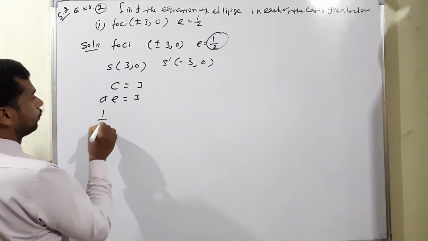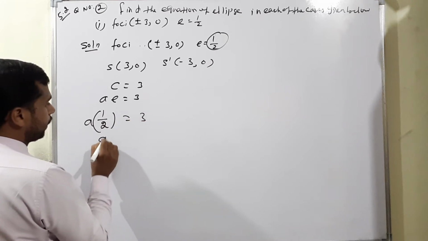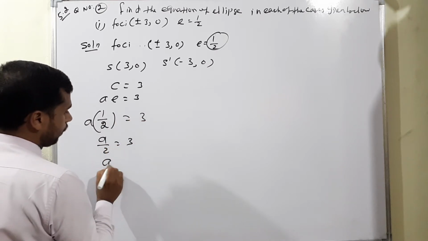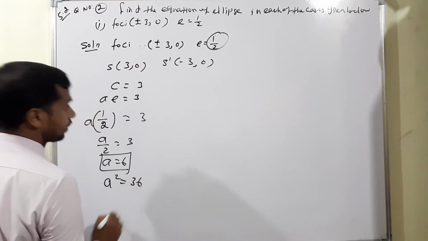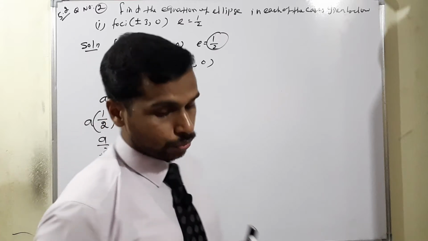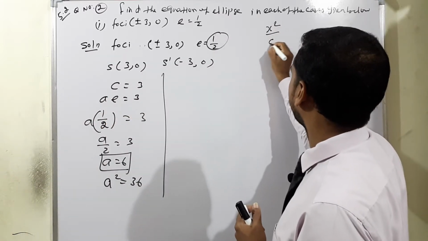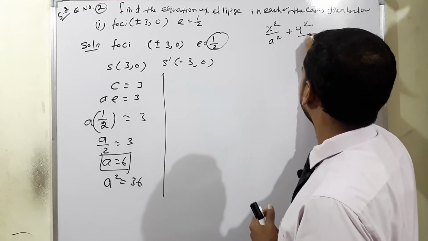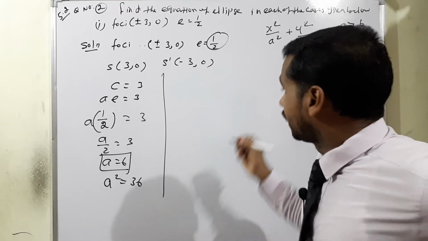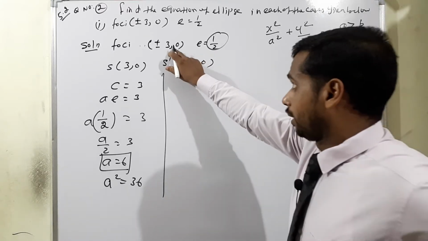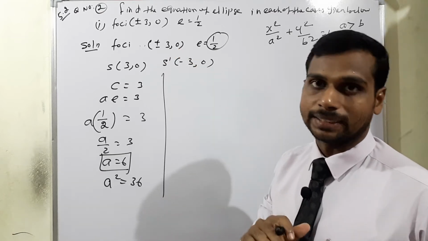Already we know e is equal to 1 by 2. Therefore A into 1 by 2 is equal to 3, which means A by 2 is equal to 3. Therefore A is equal to 6, so A square is 6 into 6, 36. Now I am moving to find B square, because the equation of the ellipse is x square by A square plus y square by B square is equal to 1. The condition is always A greater than B. So we can say A is greater than B. Why? Because the given condition has y as 0, so the major axis is along the x axis only.